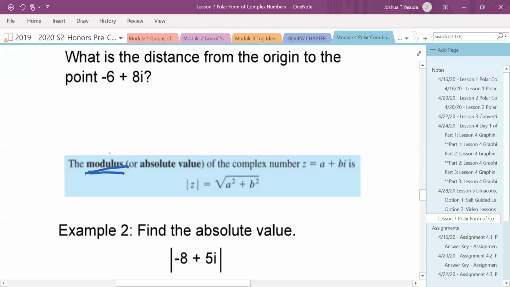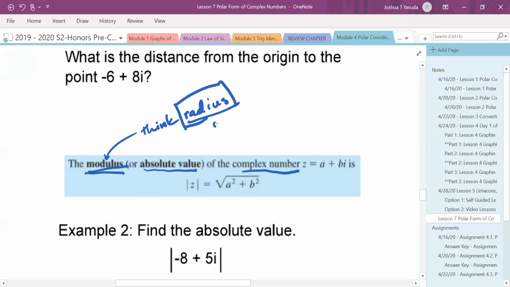So this really fun word to say, modulus, okay? The modulus or absolute value of a complex number. And really all you need to do is think, all you're finding is the radius, right? So think radius, being the distance of the origin to the point, or complex number. The modulus is considered the absolute value of the complex number.